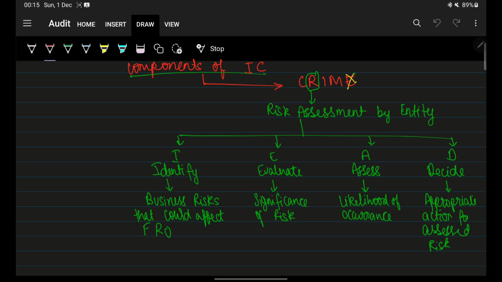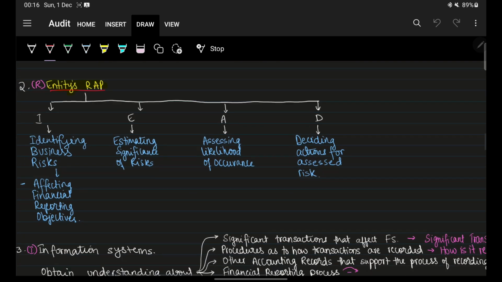So we were talking about components of internal control. In that we had already talked about E, which is the environment. Now we are standing at risk assessment. What is involved in risk assessment? It is I, E, A and D. Firstly you have to identify, evaluate, assess and decide. You have to identify business risk, evaluate the significance of those risks, assess the likelihood of occurrence, and lastly decide appropriate action towards the assessed risk. Next we'll move on to the next part.